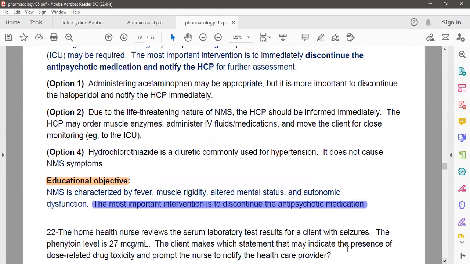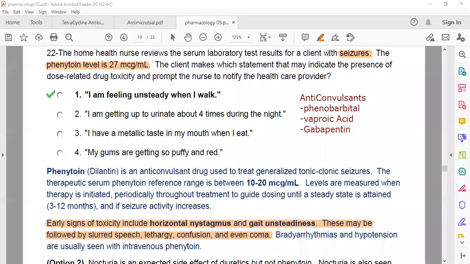What are the education objectives? NMS is characterized by fever, muscle rigidity, altered mental status, and autonomic dysfunction. The most important intervention: discontinue the antipsychotic, notify the healthcare provider, and the priority is to control body temperature.